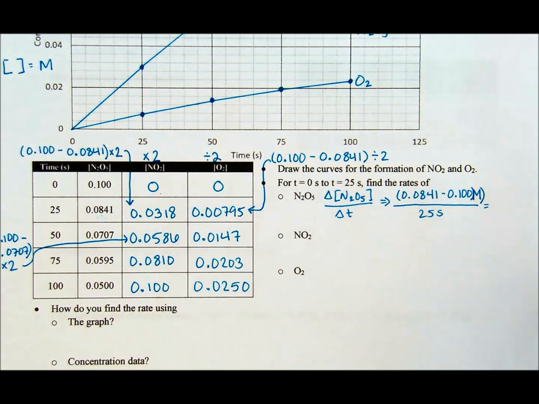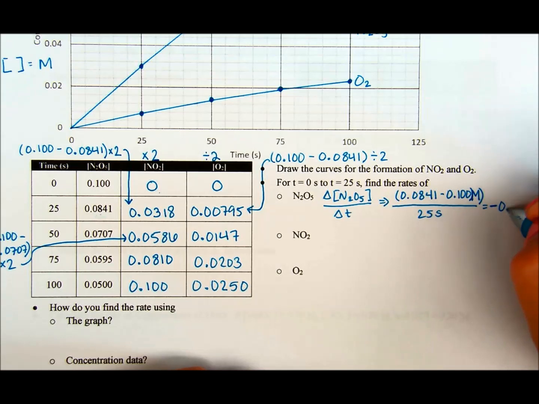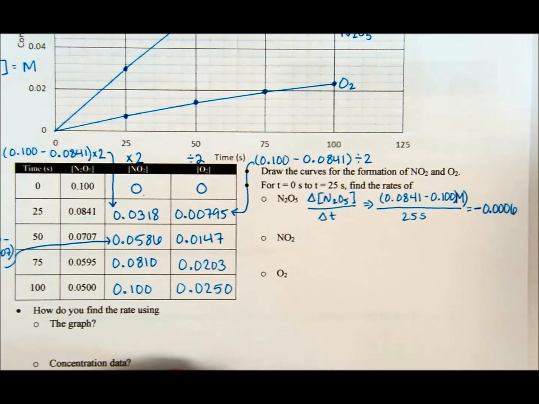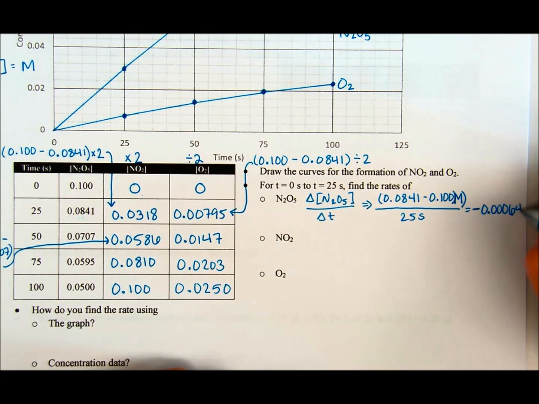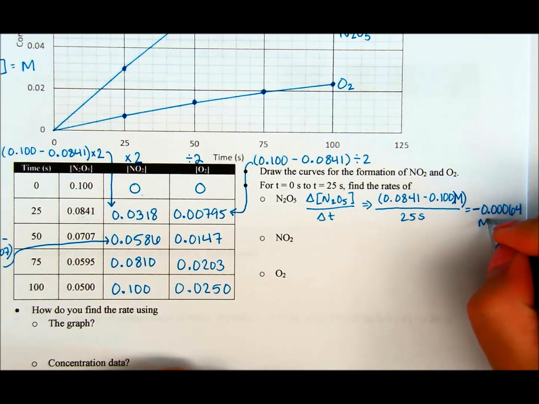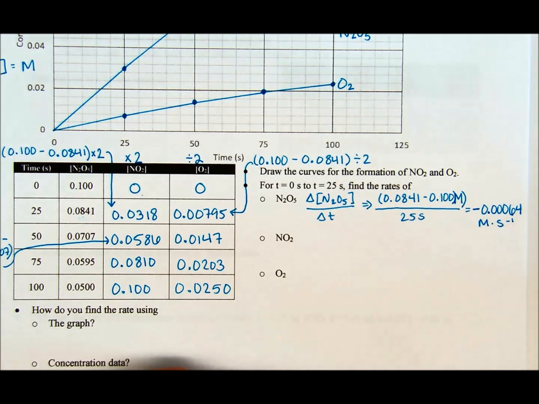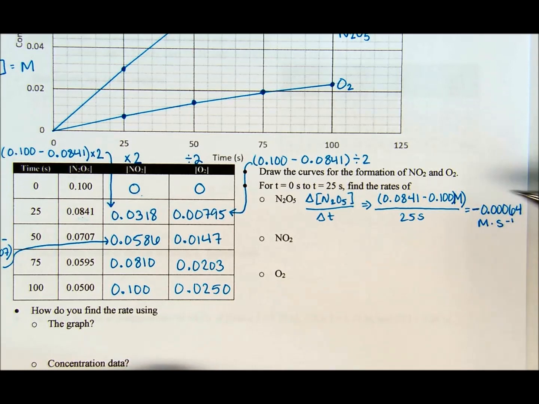And when you plug this into your calculator, you should get negative 0.00064 molar per second. So molar times inverse seconds, or molar per second, however you prefer to write it. And this is a negative. That negative is a really important symbol here because that's telling you that the N2O5 is decreasing in concentration over time by this much molar per second.